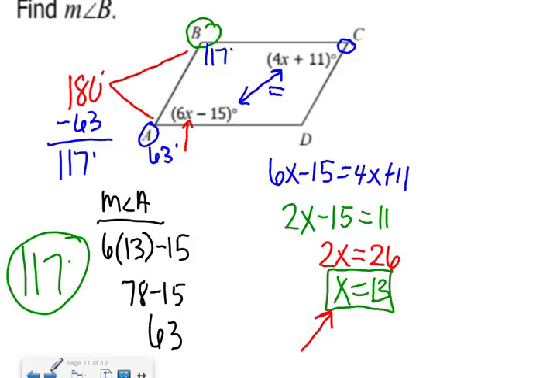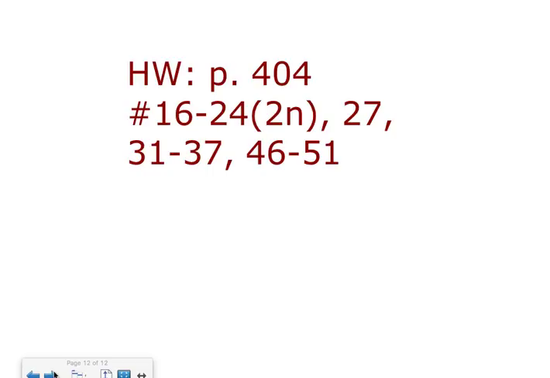Okay, in a nutshell, that's kind of like your homework. You're just going to be given different parallelograms to find missing measures. There are 2 proofs. Try your very best to work together to help each other out.